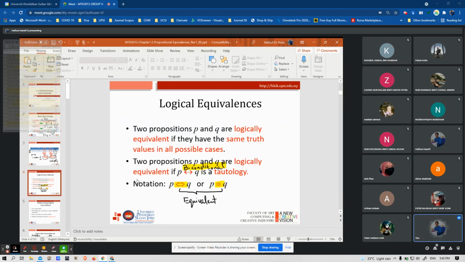Okay, and then logical equivalences. It is two propositions that you compound. They have the same truth value in all possible cases. Two propositions are logically equivalent if P biconditional Q is a tautology. Okay, all the output is true. This one you can use equivalent, either you use this one or you can use three lines. P is equivalent to Q.